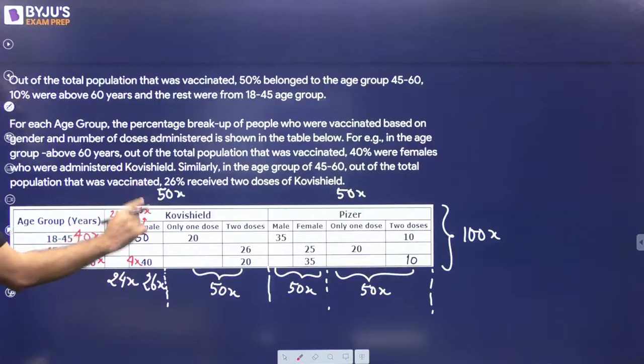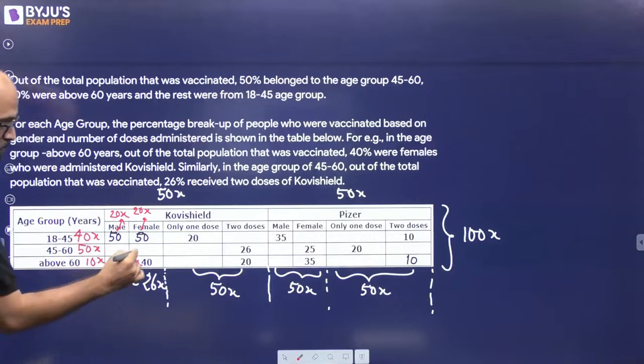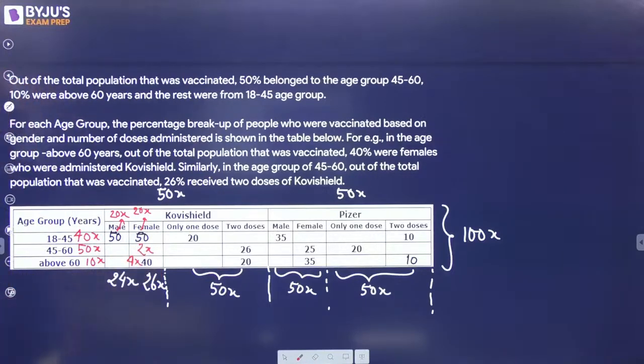Now if you notice, the column of female should be 26x, out of which 20x plus 4x, that is 24x, we already have. So this should be 2x. If you look at the above 60 row, it should be 10x, 4x is here, so this should be 6x. Right? No, here 50% of 40x and 50% of 40x we have done. 40% of 10x we have done.